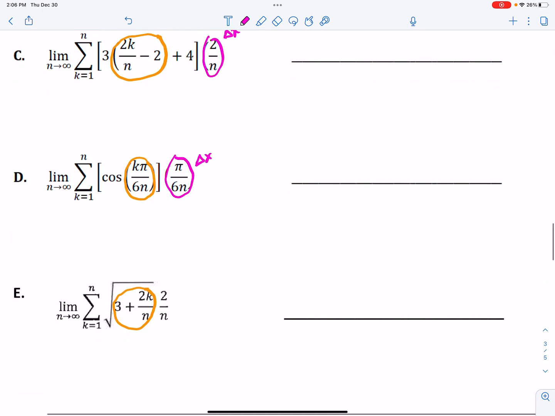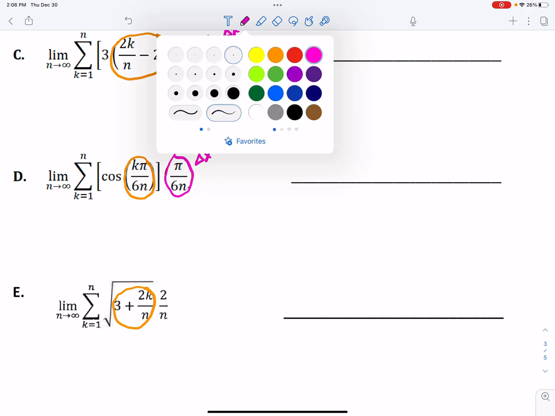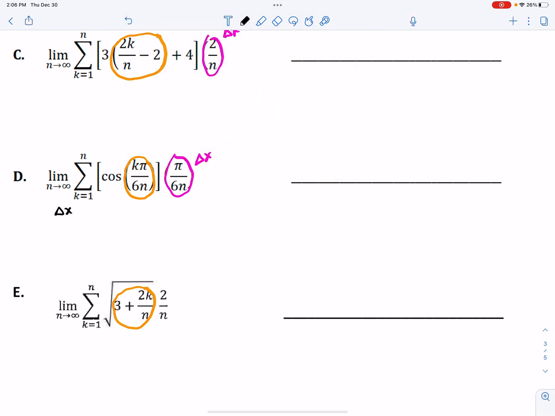Let's do D together. In D, we know our delta x is pi over 6n. But I could rewrite this as pi over 6 divided by n, so it's in the format of b minus a over n, which implies that b minus a must equal pi over 6.